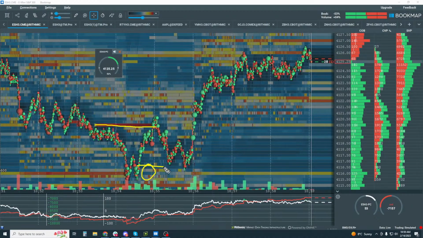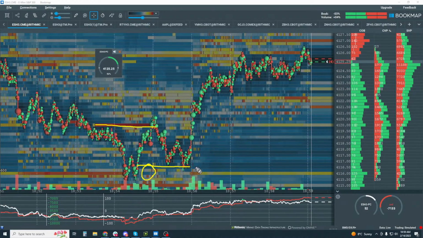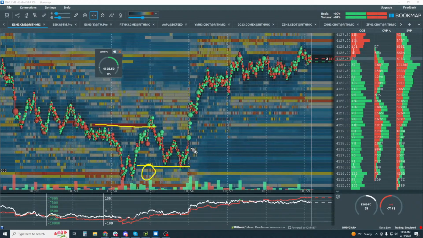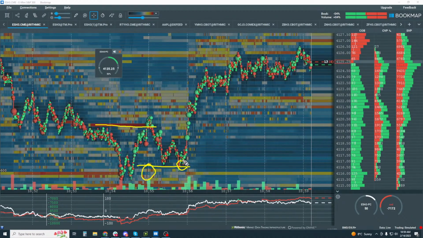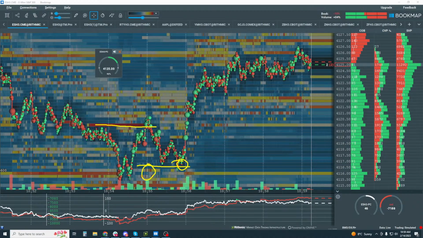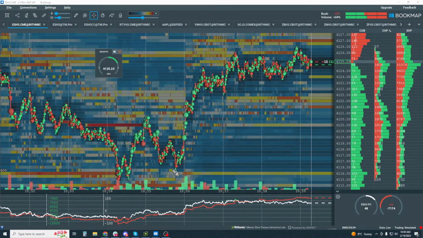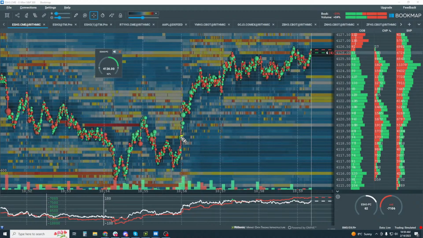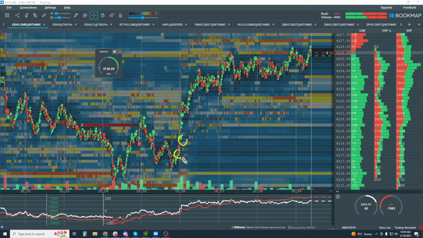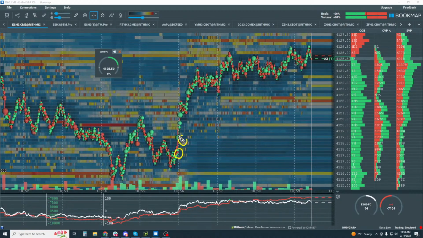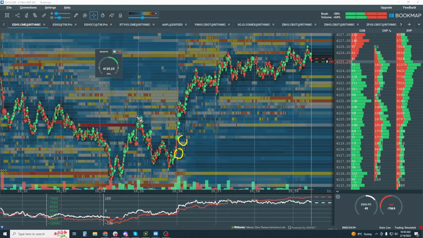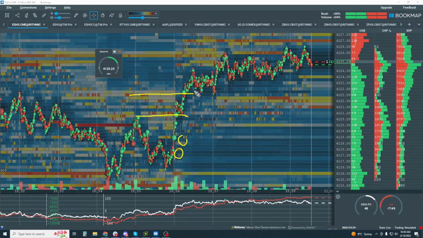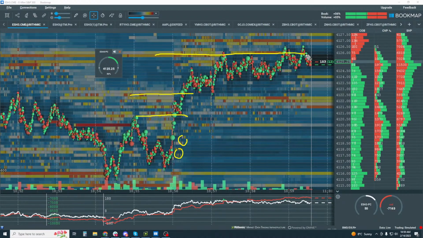We got a pullback here, back to this area where these buyers came in, and we see some selling here. Okay, so this is a little tricky. We see some selling in here, but as soon as we see some of these buyers come in over on this side, or you can even look in here, once we start to see that, we're looking for at least a move back up to the high, or this liquidity up here, or this liquidity up here.